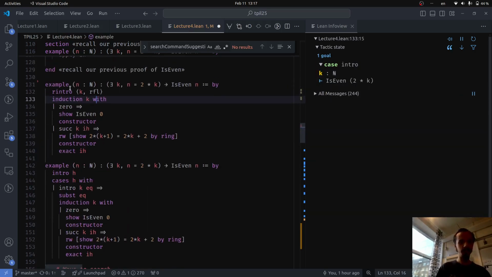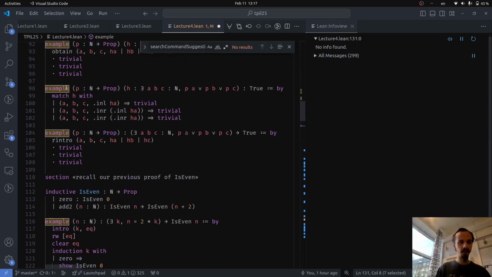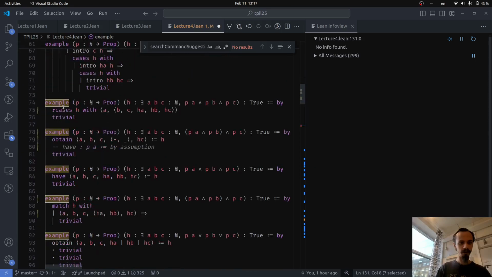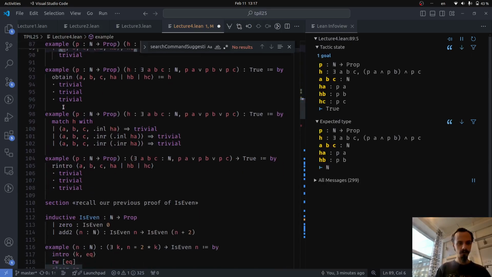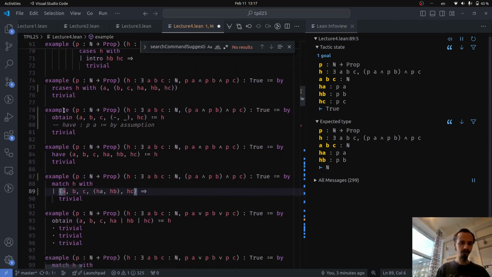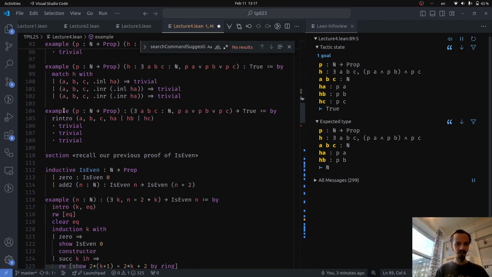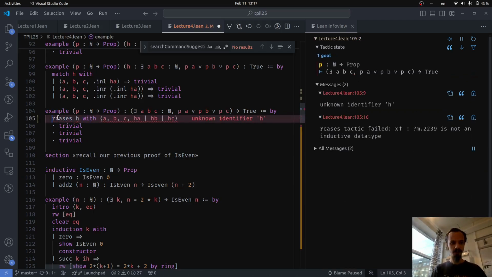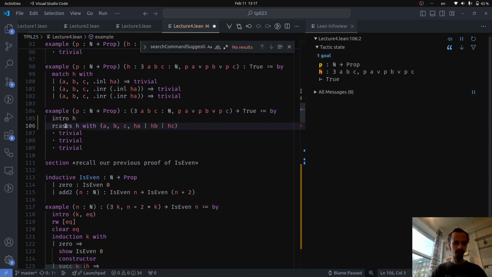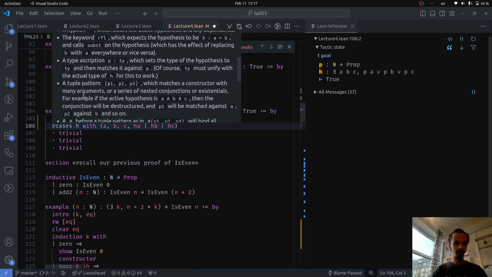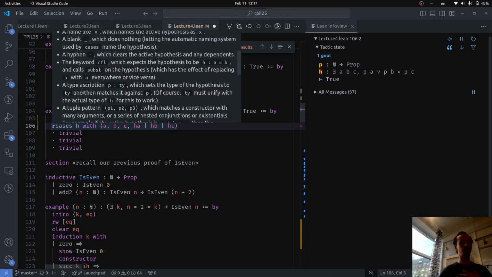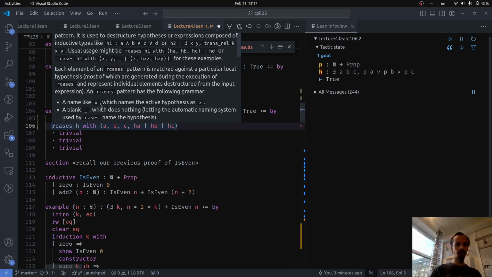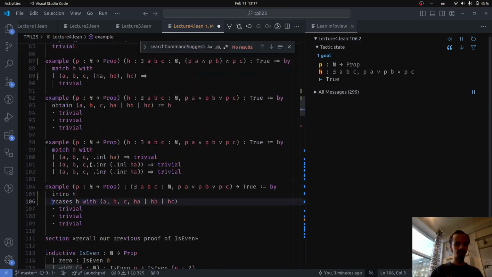Maybe there's some comments on rcases. Did I have an example of rcases? I feel like I must have. Yeah, so the docs on rcases tell you all of the possible rcases patterns. Can I make it a bit bigger?